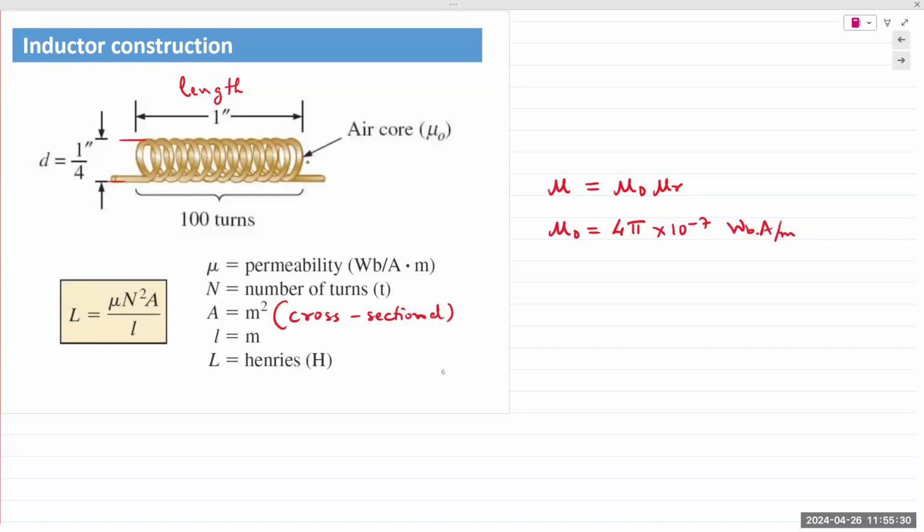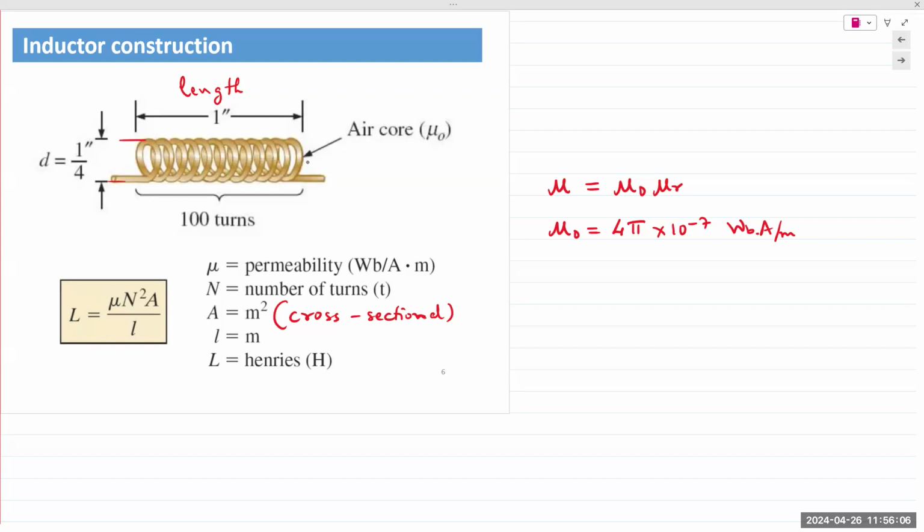4 pi into 10 raised to minus 7. Permeability is a measure of the ease with which magnetic flux lines can be established in a material. So mu 0 is basically vacuum or free permeability. And mu r is the relative permeability of a material with respect to mu zero. So mu r is a ratio. It's dimensionless. Mu r for air is just 1.